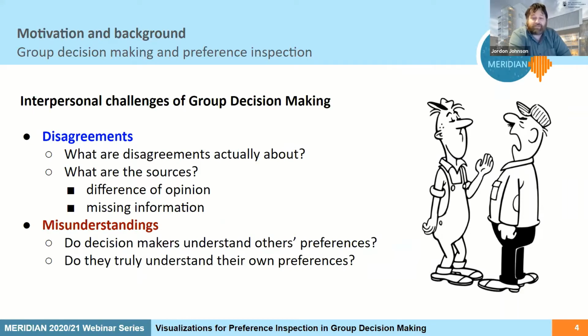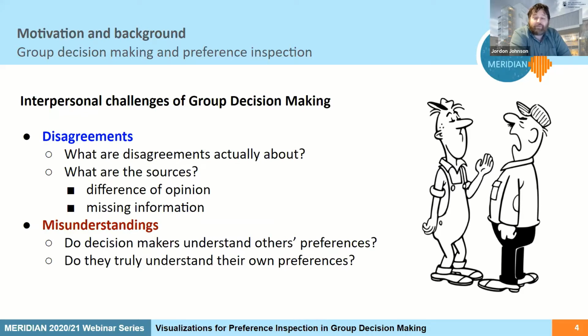And so we need to ask ourselves, what are the disagreements actually about? Are we talking about just differences of opinion? Or perhaps one or more of the stakeholders is missing a bit of information that, if they had it, they would see things in a whole new light and have completely different preferences.